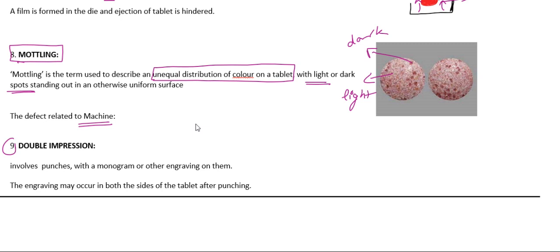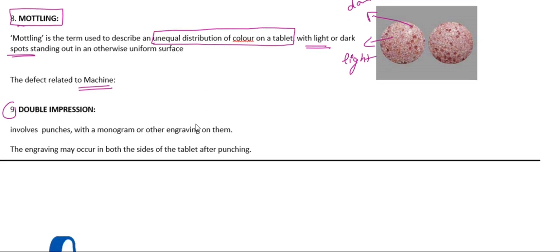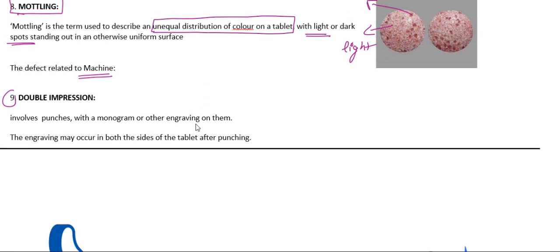Okay. Next defect is the machine defect, which we have already seen. It is a double impression. So here the punch is freely movable, and we know that on the punch surface there will sometimes be a monogram which gets engraved on the surface of the tablet. Okay, this might be because of free movement of the punch, which results in a double impression. So you will be able to see the monogram on both surfaces of the tablet. This is another defect, mainly because of the machine being used.